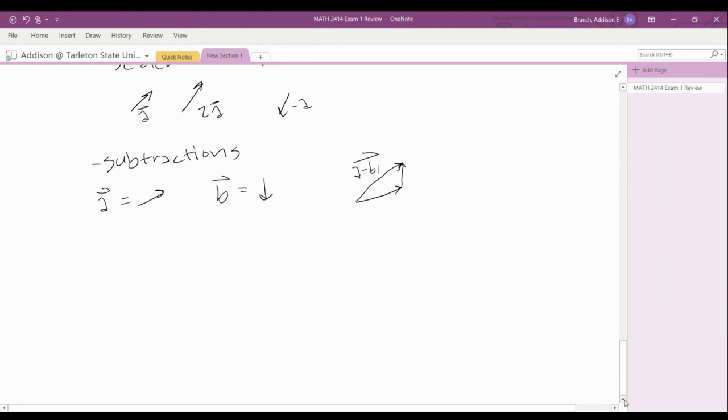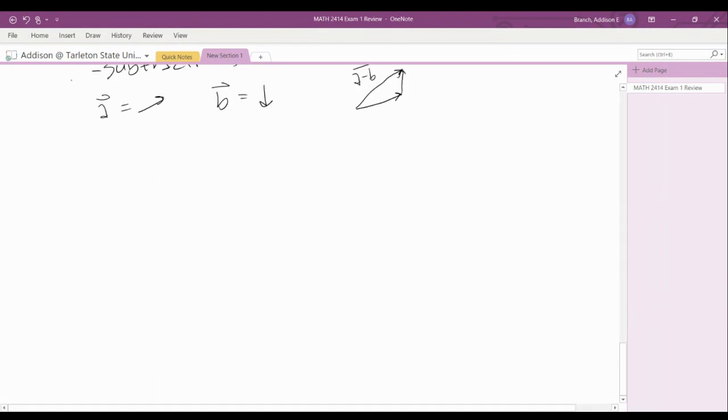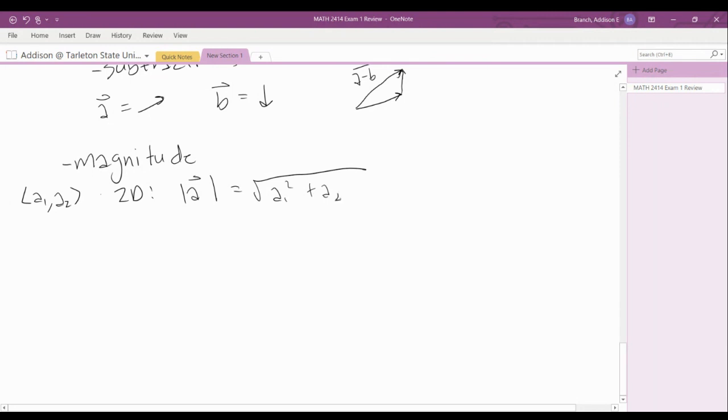And of course, the last thing to think about for section 12.2 is going to be magnitude. Magnitude is going to be very similar to our 3D and 2D coordinates. If we are in 2D, the magnitude of vector A, if our vector is in the form A1, A2, is going to be the square root of A1 squared plus A2 squared.